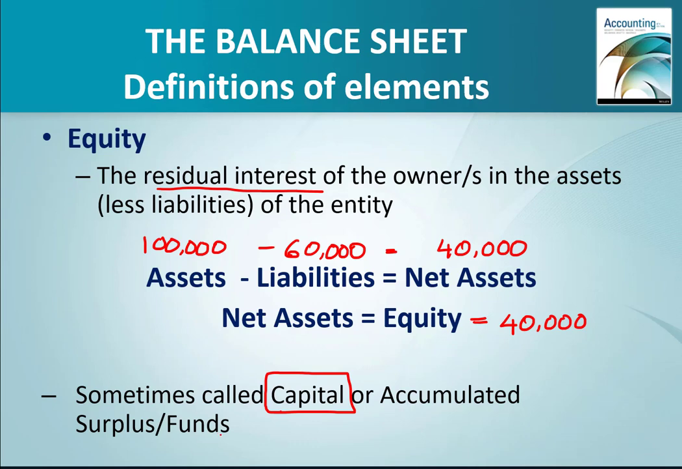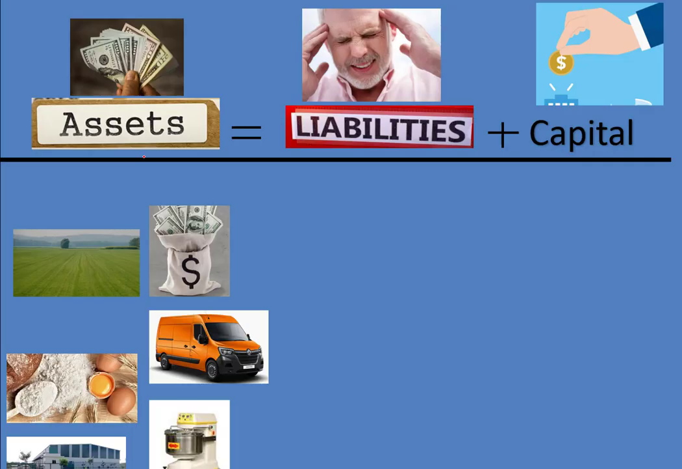Let me repeat again. We have three components of the balance sheet. The first one is assets, the second one is liabilities, and the third is capital or equity. Let us look at this example. I put an equation here. Assets is equal to liabilities plus capital.